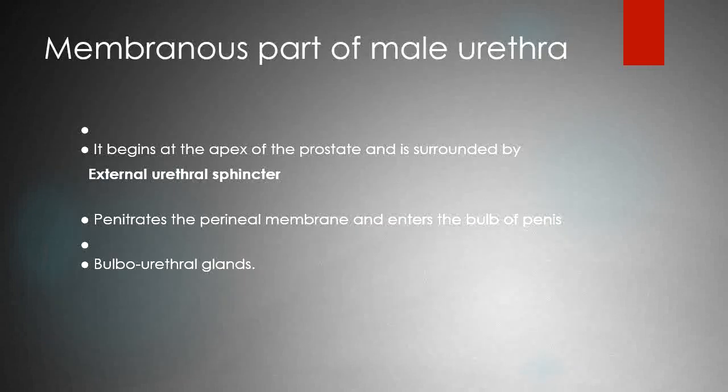Now I will explain the intermediate part of the urethra which is also known as membranous urethra. Membranous urethra begins at the apex of the prostate and it is surrounded by the external urethral sphincter. It then penetrates the perineal membrane and enters the bulb of penis. Posterolateral to the membranous part of the urethra, there are small bulbourethral glands and their ducts open into the proximal part of the spongy urethra.